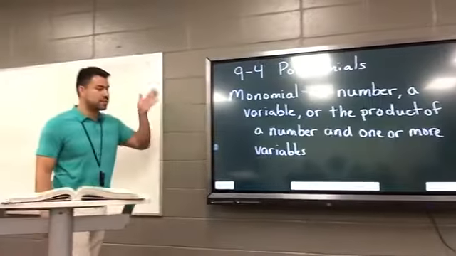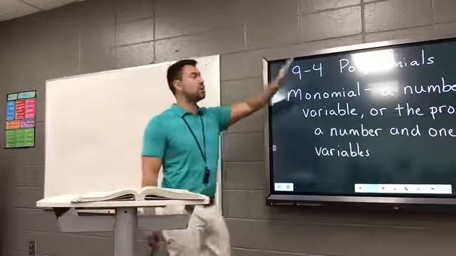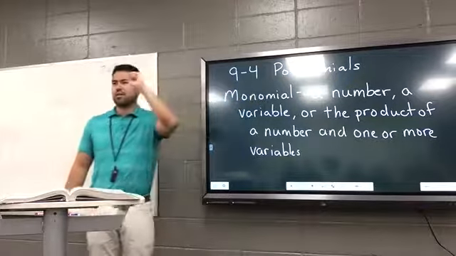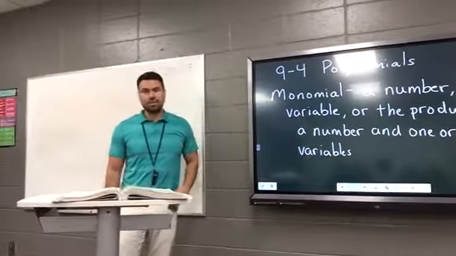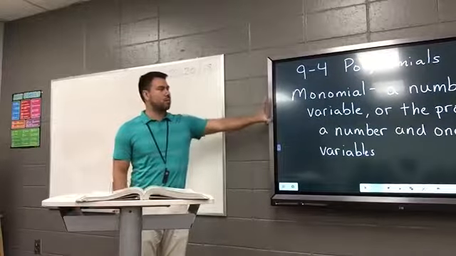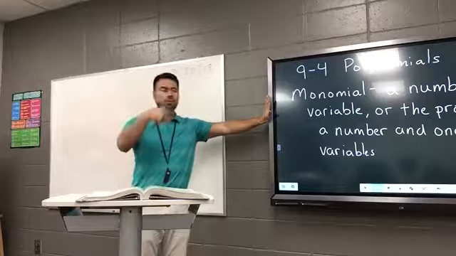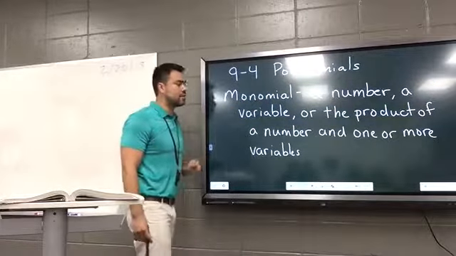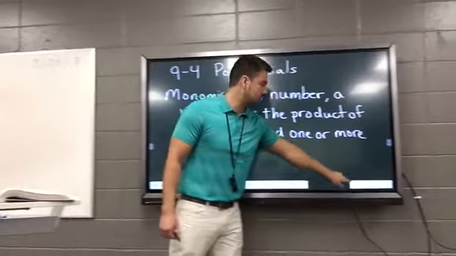The reason I even bring this up is because if you don't understand what a monomial is, it's very hard to understand what a polynomial is. By the way, what does mono mean? One. What does poly mean? Many. So a monomial is either just a number, a variable, or a product of a number and one or more variables. You've got to get that down. Now let's get into the definition of a polynomial.